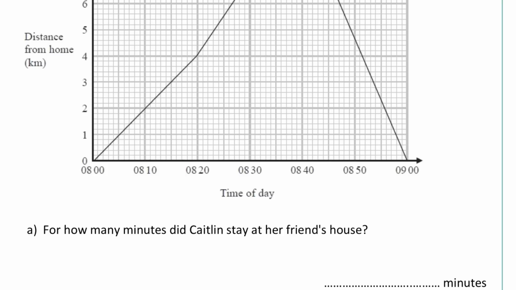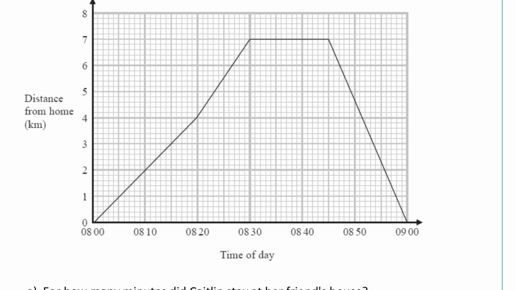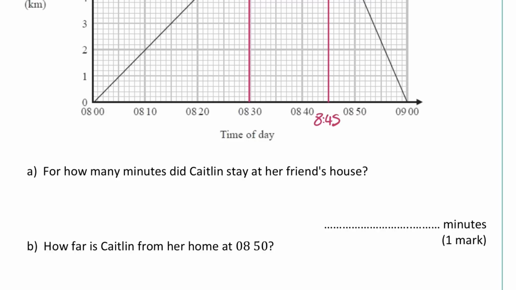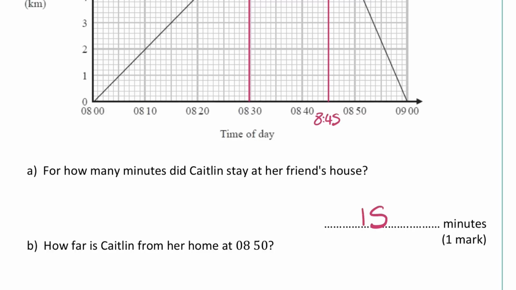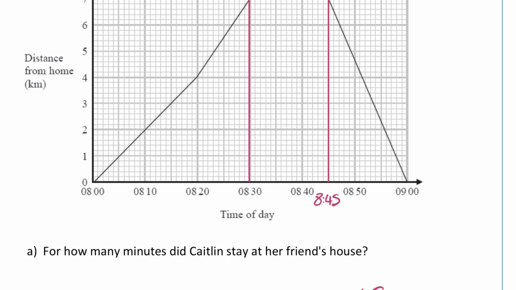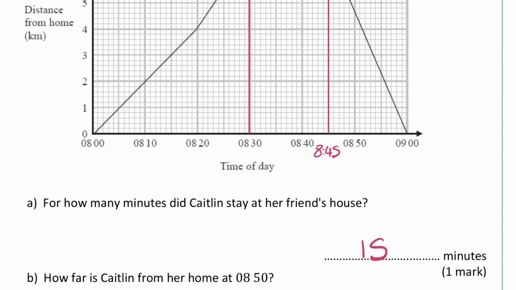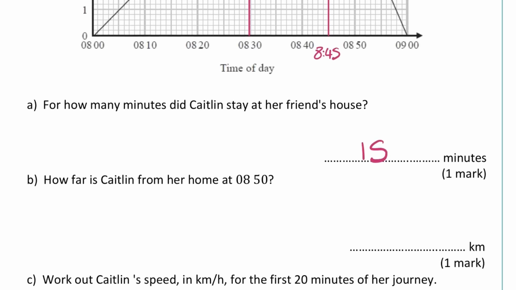It says, for how many minutes did Caitlin stay at her friend's house? So ideally, you want to get a nice long ruler here. You want to have a look carefully so you can join this up to the bottom and see exactly what times these land on. So that is 8:30 and that is 8:45 in the middle there. So from 8:30 to 8:45, well, that's 15 minutes. So 15 minutes she stayed at her friend's house. You can get rid of those lines as well. You just need to put your ruler on there and measure it out carefully.